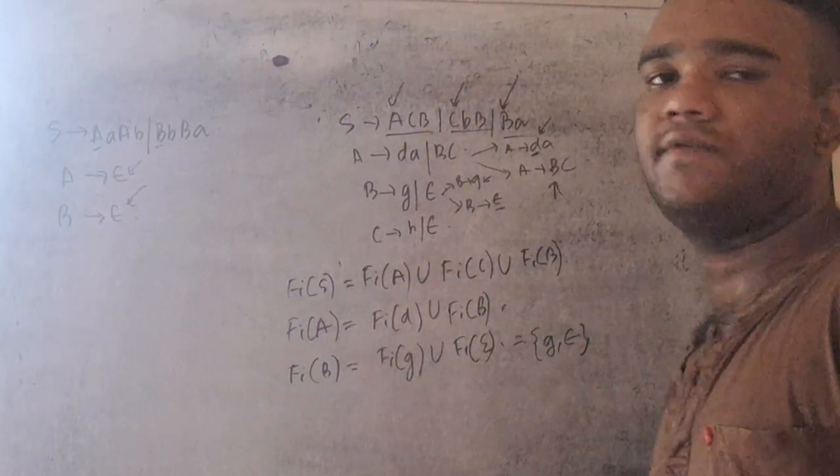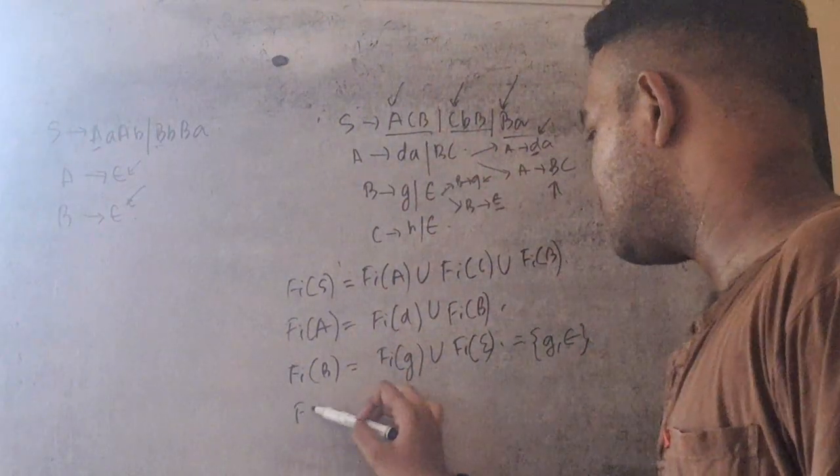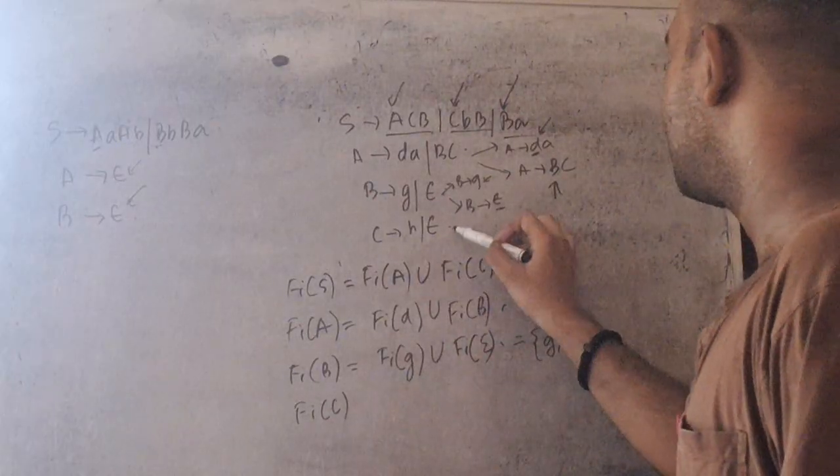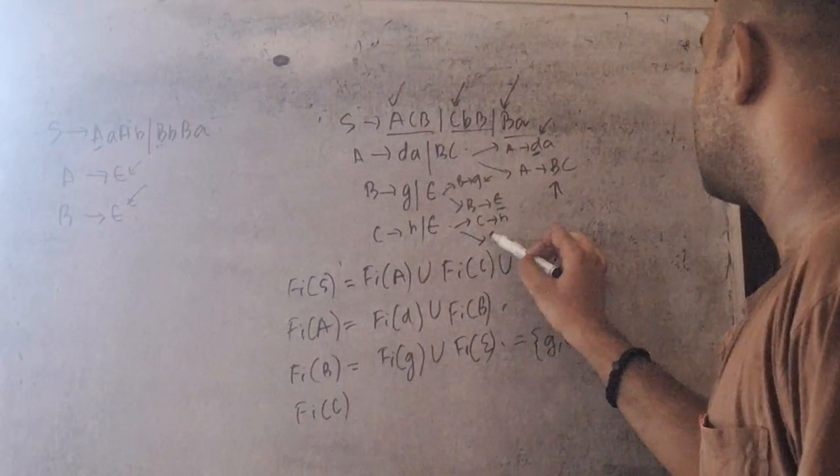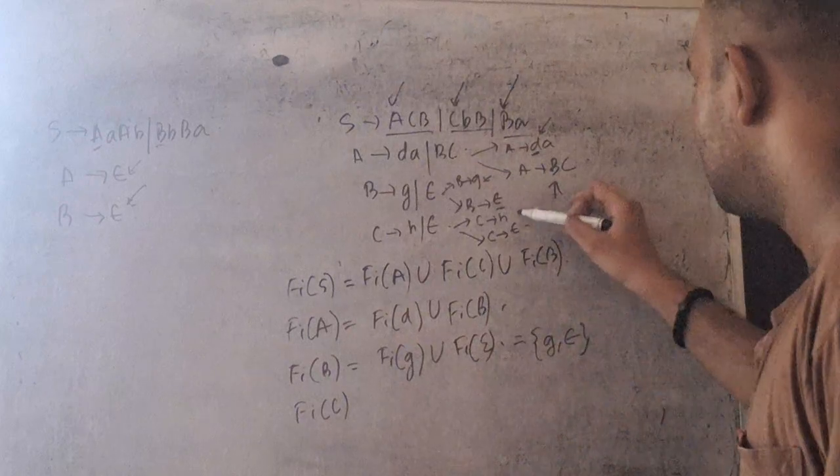Okay. Now let's check for C. So if I write first of C, what are the two production rules? One is C tends to H and another is C tends to null. So in this production rule, what is in the first position?